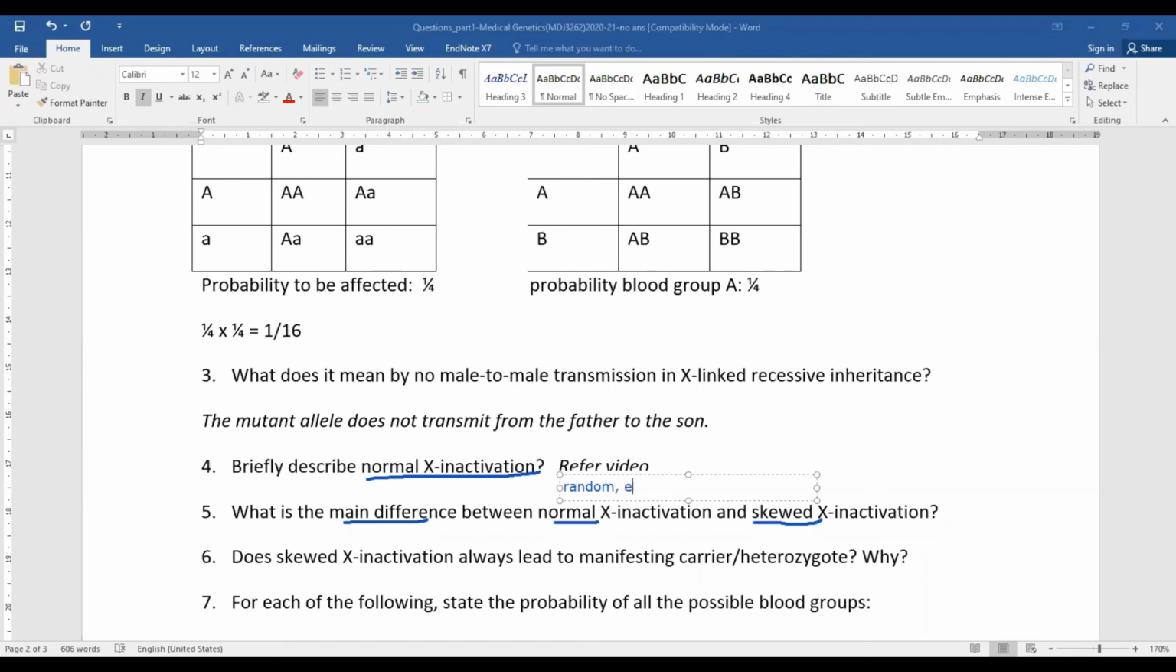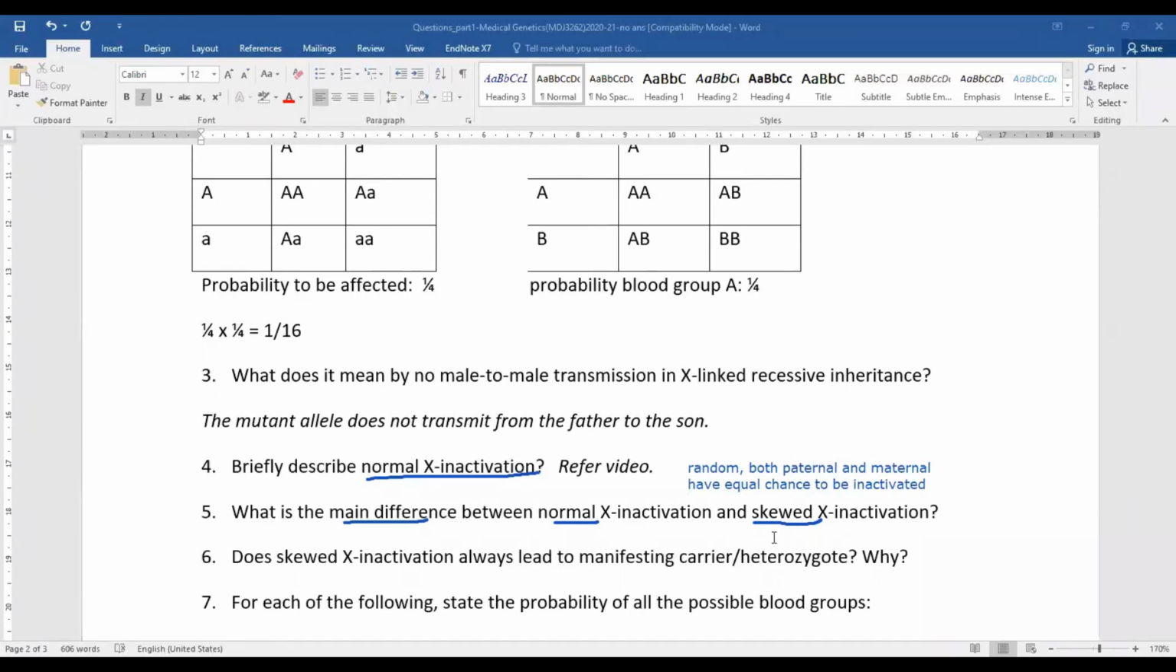Random means either maternal or paternal, or both, have equal chance to be inactivated. Okay, so equal chance, random. Skewed means it's not random, right? If it is skewed, then it's not random anymore.